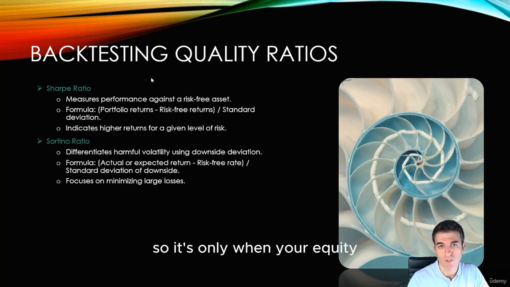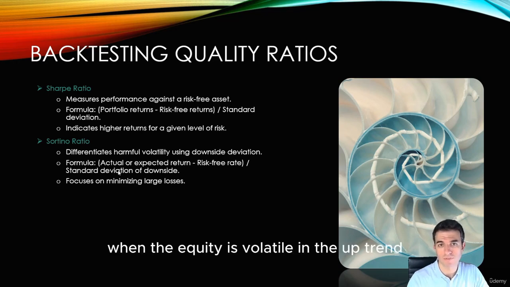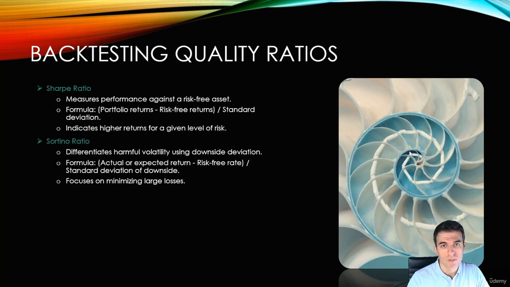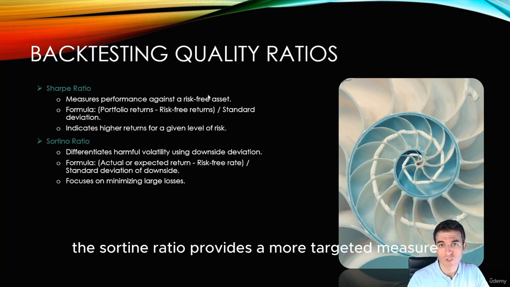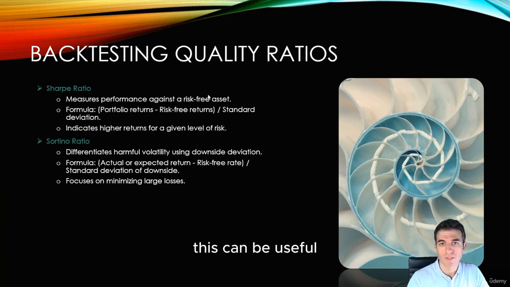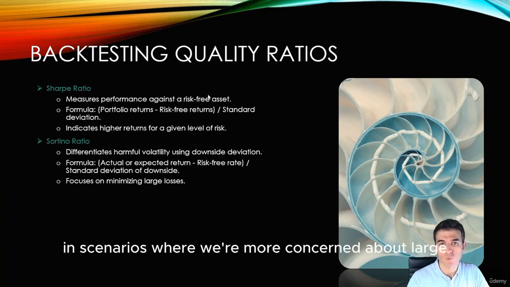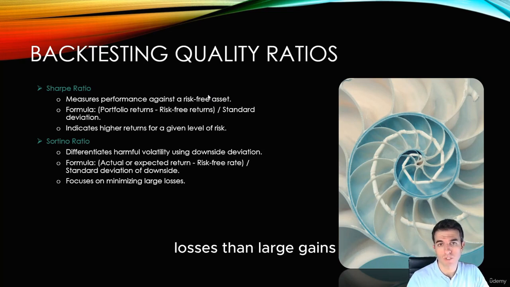So it's only when your equity jumps down and not when the equity is volatile in the uptrend or in the positive direction. So by focusing on downside deviation, the Sortino ratio provides a more targeted measure than the Sharpe ratio. This can be useful in scenarios where we're more concerned about large losses than large gains.